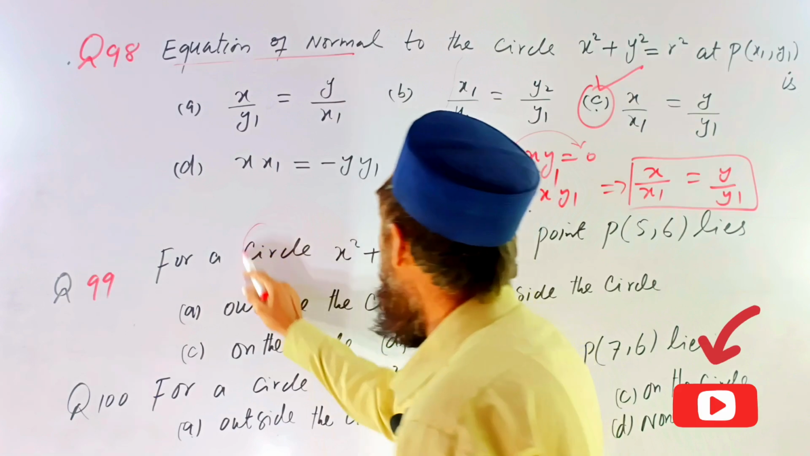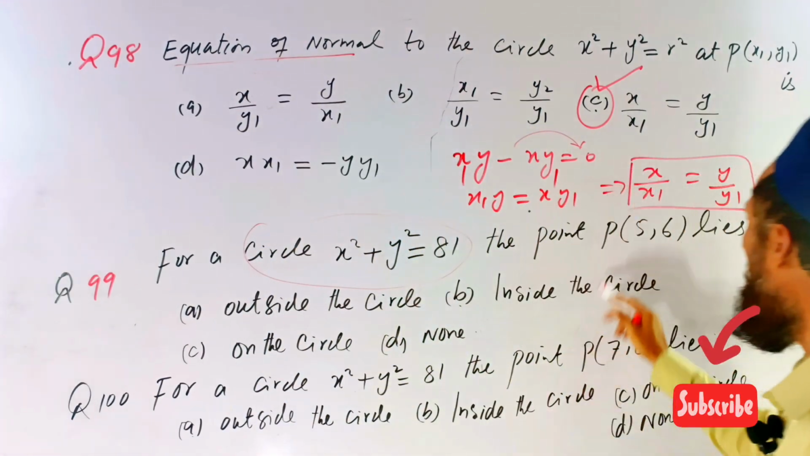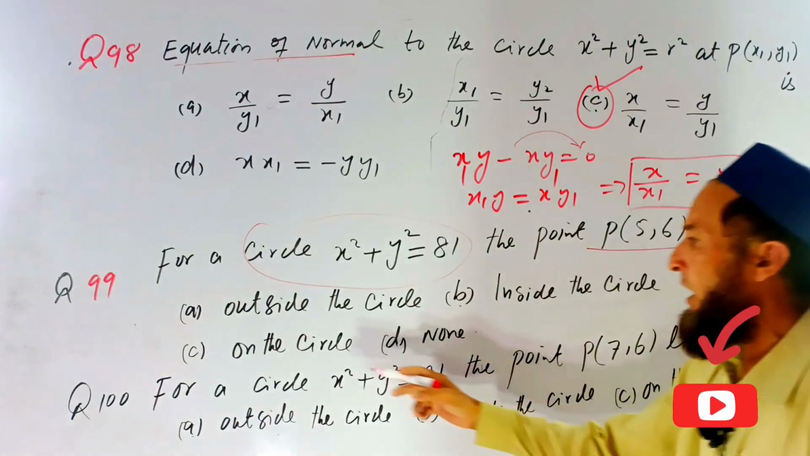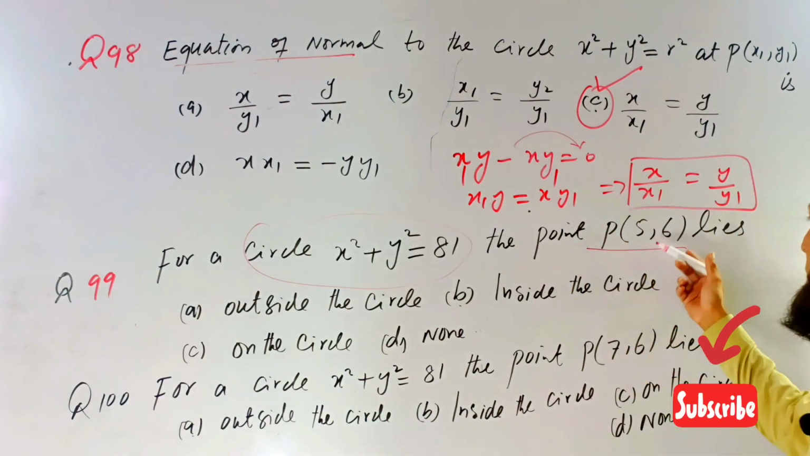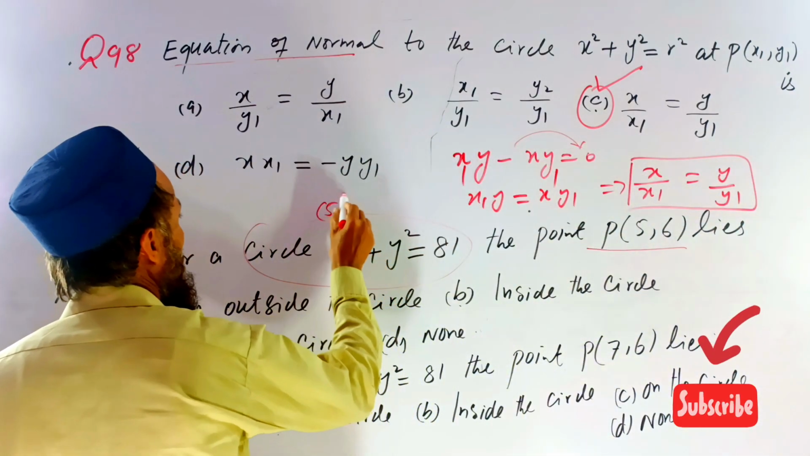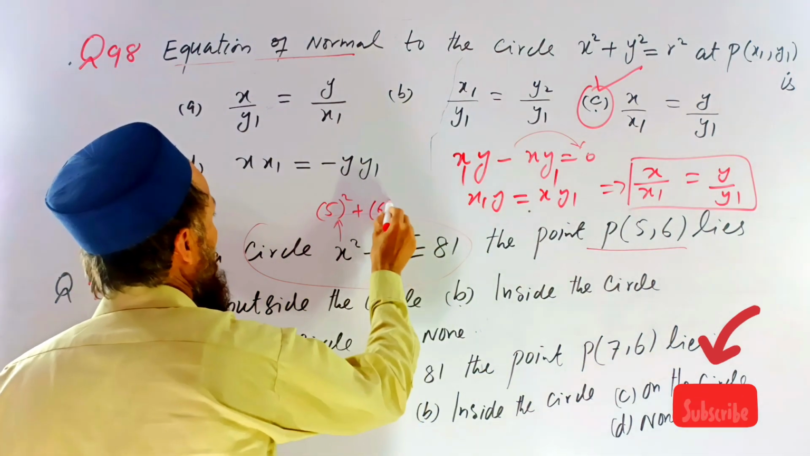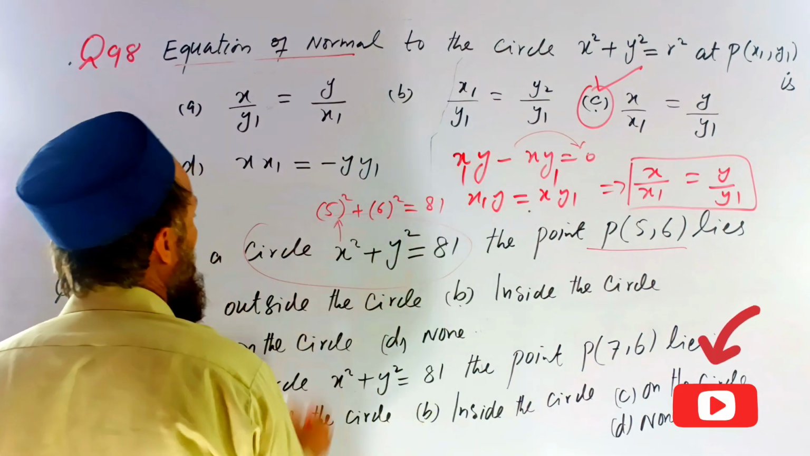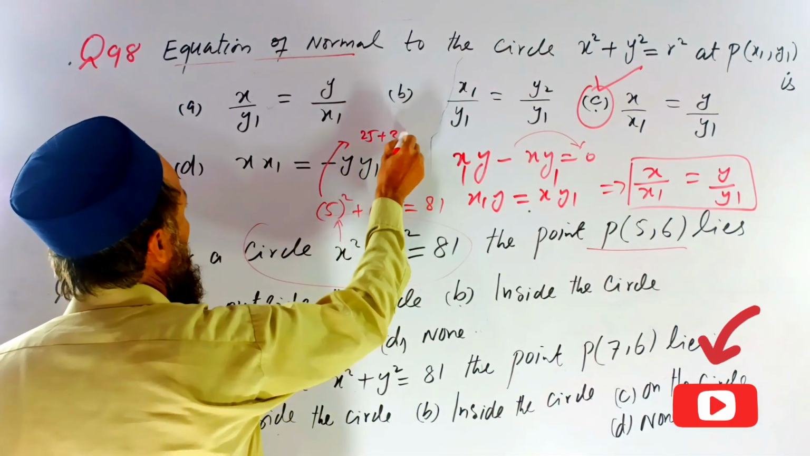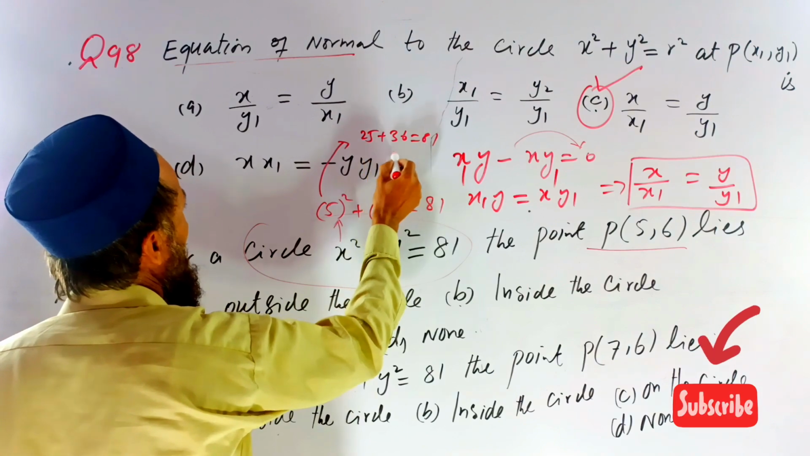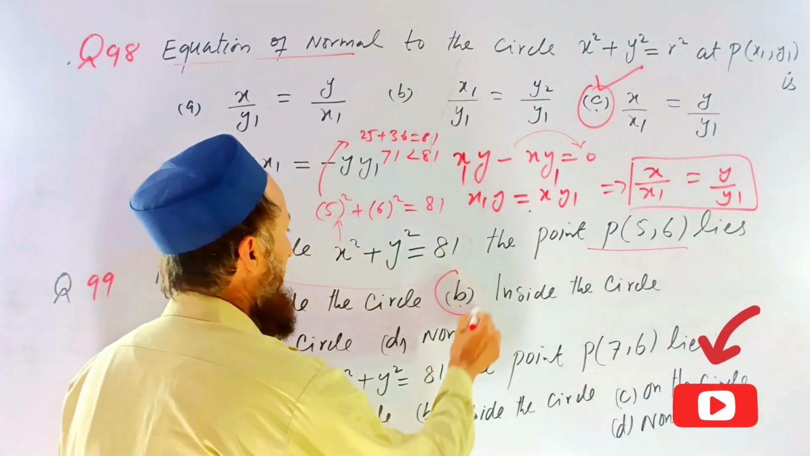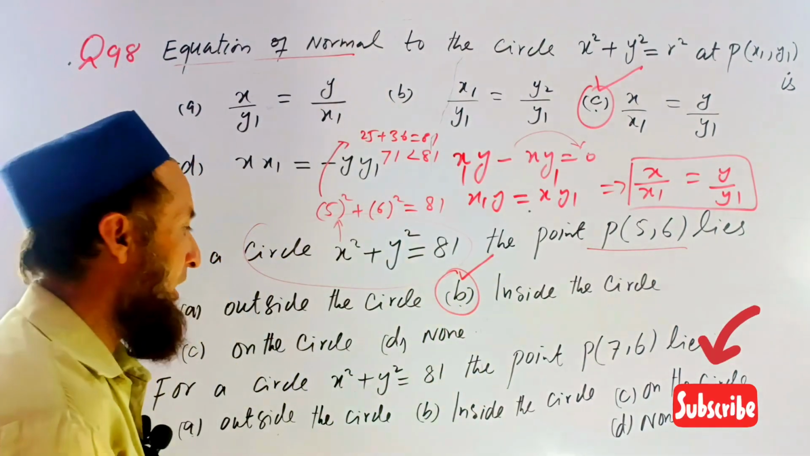For the circle x square plus y square, the point is given. We check whether the point is outside the circle, inside the circle, on the circle, or none of these. So we put in the equation 5 square plus 6 square, and the right side is 81. If we solve this, we get 25 plus 36. If we add this, we get 61, which is less than 81. So it means that the given point lies inside the circle.